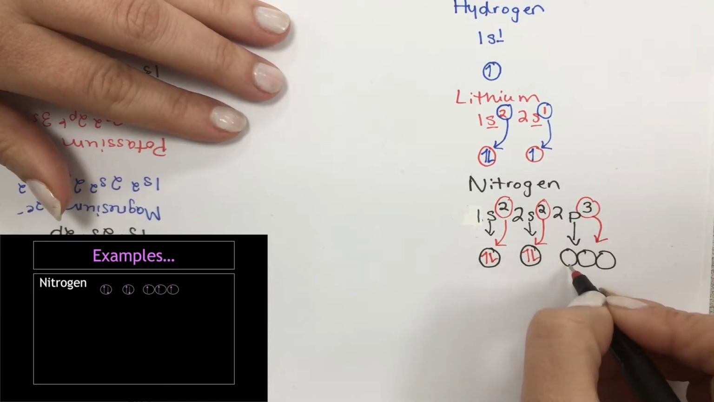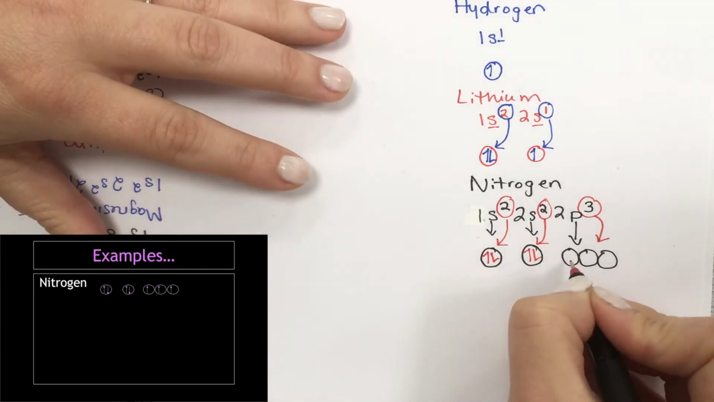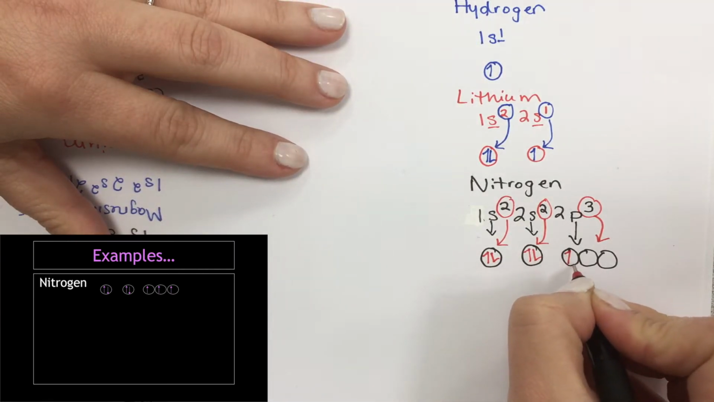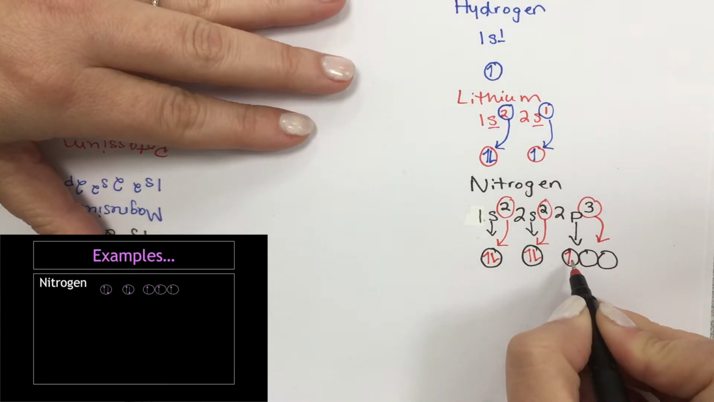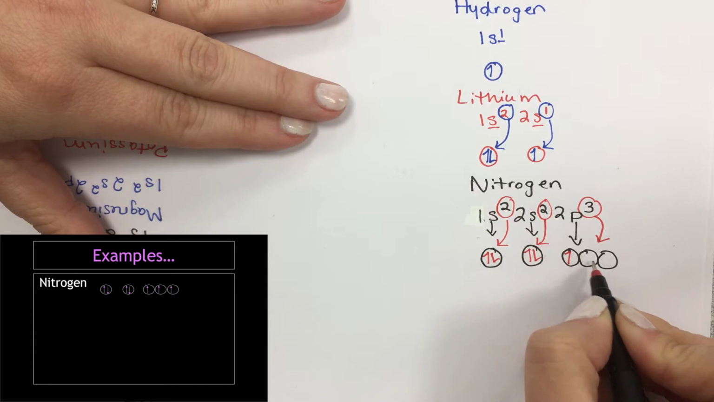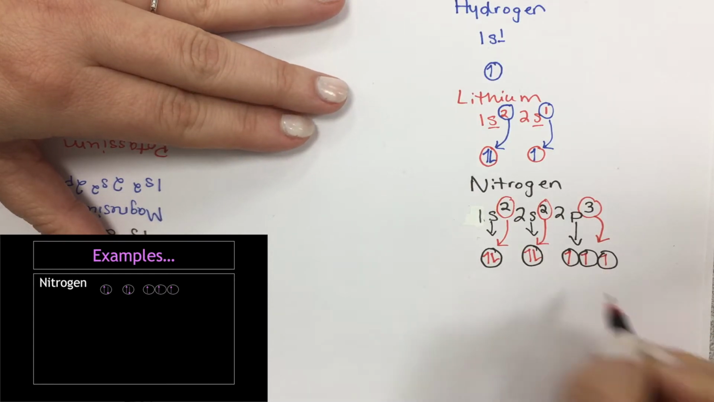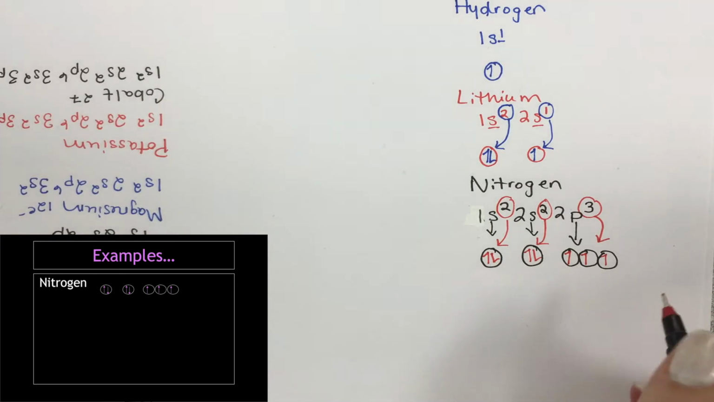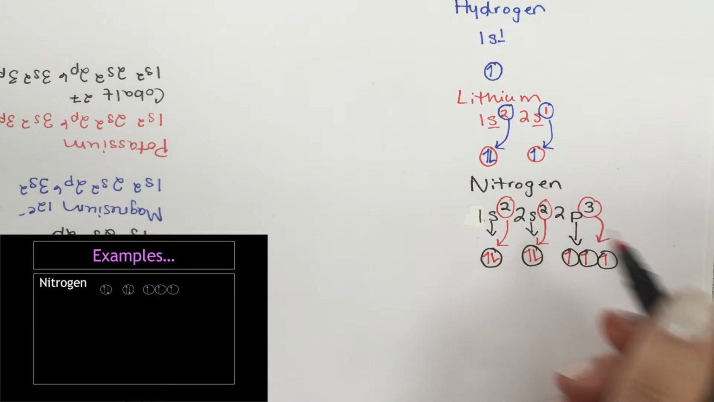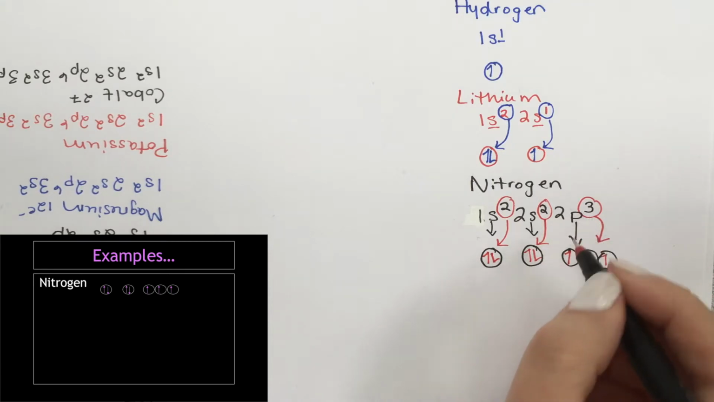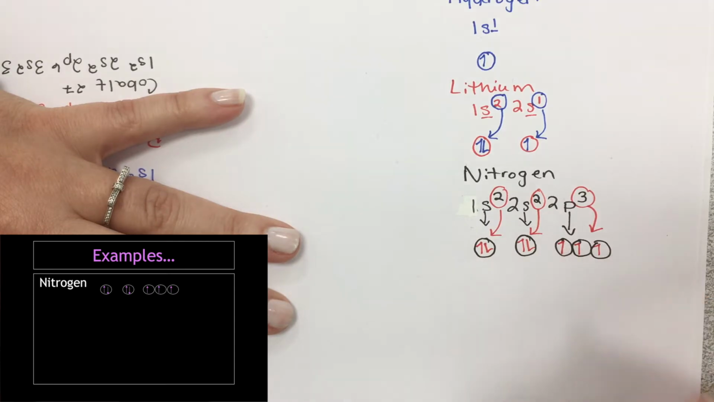Do you remember how I told you the order that you fill these up is critical? You can't do 1, 2, and then 3. You cannot put your second electron here until they're all full. So it goes 1, 2, 3. That's how you would do it. If it was oxygen, which has 8 electrons, so 2p4, then you would put your second one here.